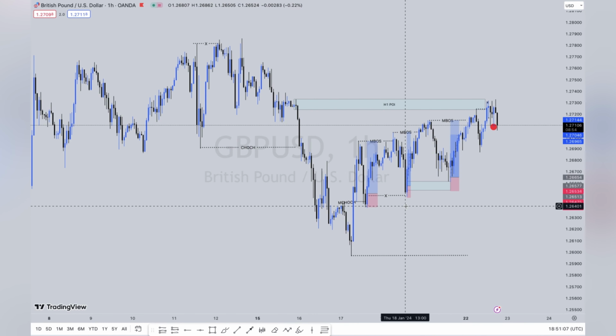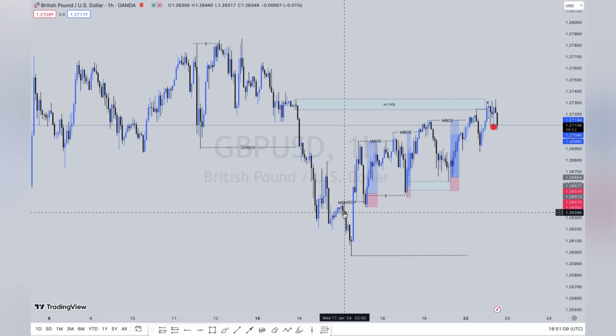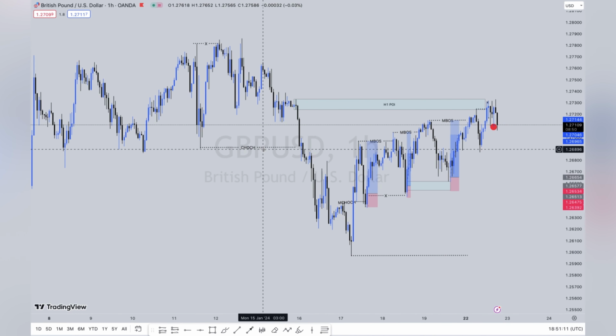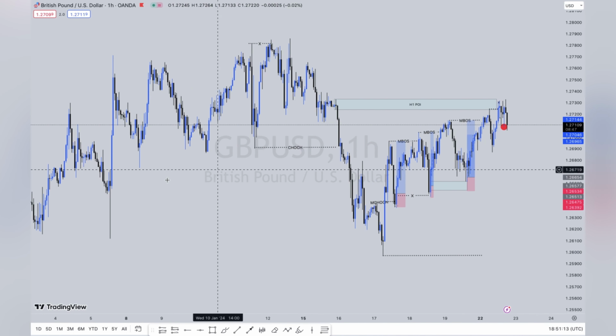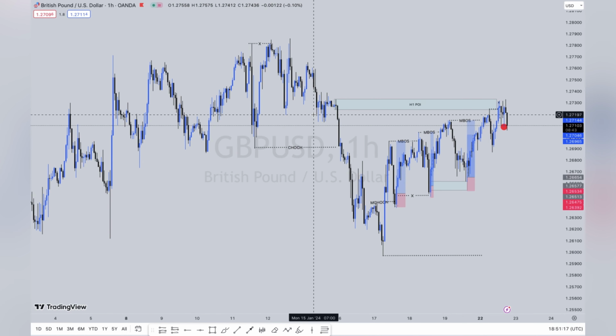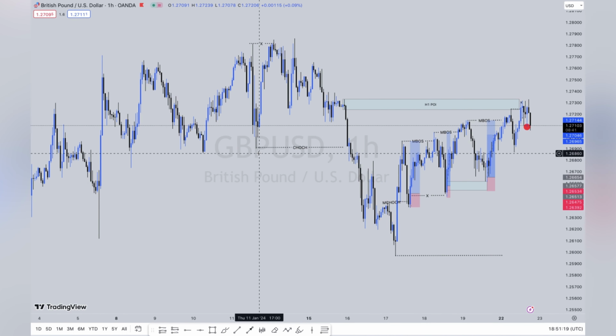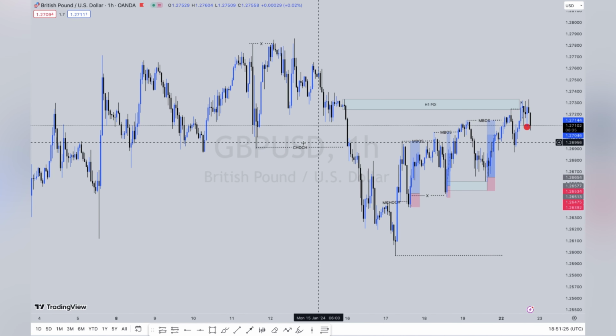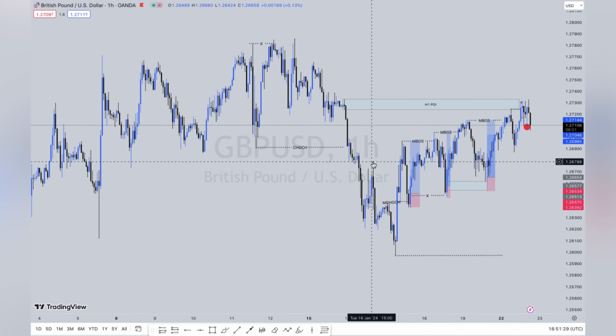So we had a break of structure to the downside. That is why we had this CHoCH here. We had this CHoCH because previously we were in an uptrend. You can see price creating higher highs and higher lows, but now we broke through the last significant higher low and got the change of character. The character changed from being bullish to bearish.